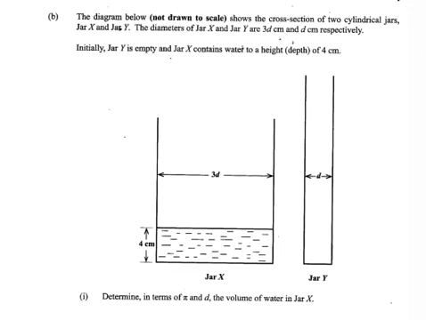All right, this is June 2019, question 6b, and the question says, the diagram below, not drawn to scale, shows the cross-section of two cylindrical jars, jar X and jar Y. The diameter of jar X and jar Y are 3d centimeters and d centimeters, respectively. Initially, jar Y is empty and jar X contains water to a height or depth of 4 centimeters. We are to determine in terms of π and d the volume of water in jar X.